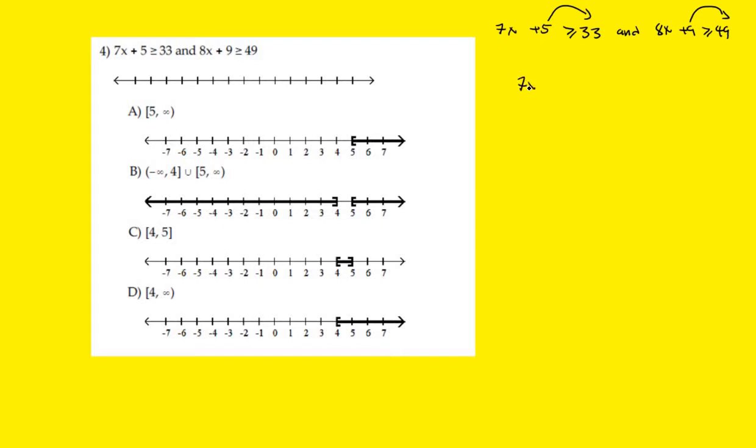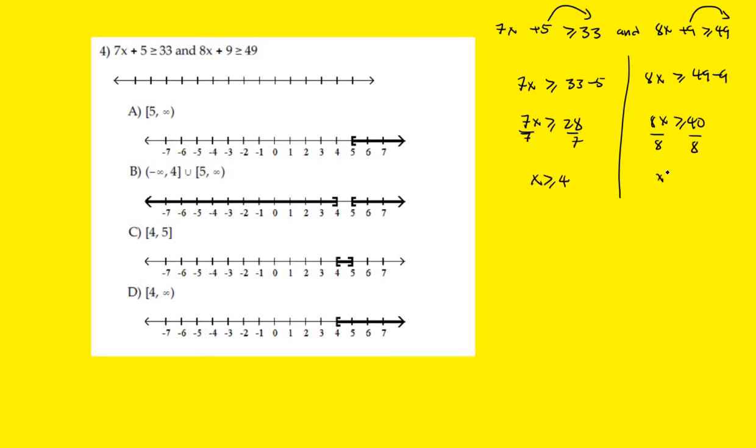We will have 7x is bigger than or equal to 33 minus 5, and let's divide this into two pieces. Then this one is 8x is bigger than or equal to 49 minus 9. Okay, 33 minus 5 is 28, so we have 7x is bigger than or equal to 28. And here we have 8x is bigger than or equal to 40. We divide both sides by 7 in this case, and here by 8. So we have x is bigger than or equal to 4, and here x is bigger than or equal to 5. Interesting thing.